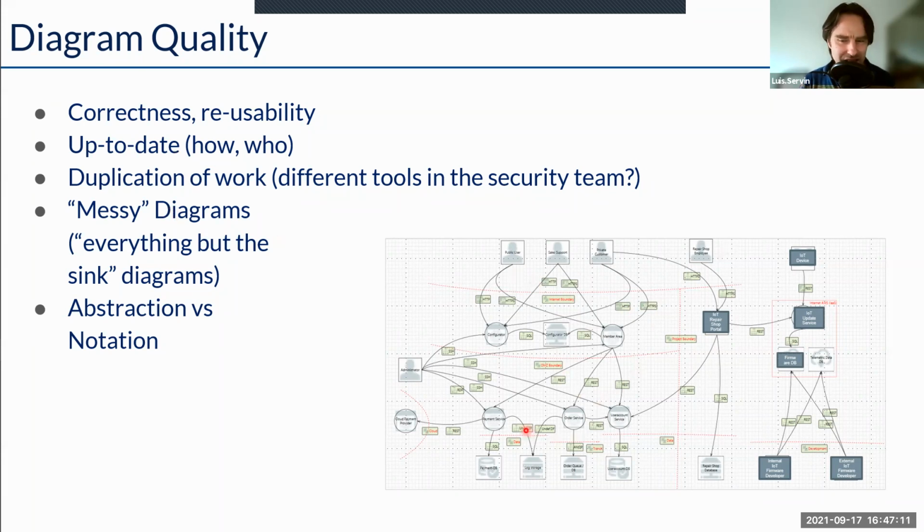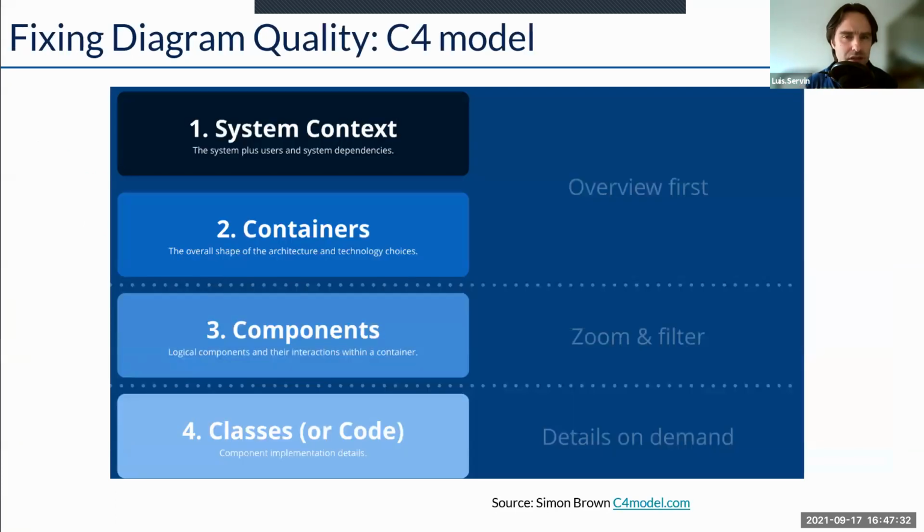And it's very messy. I mean, what is our target of evaluation here? Is it the left? Is it the right? Is it the bottom? Is it the top? Everything? And then we have the difference between abstraction and notation. And we spent a lot of time looking for alternatives to this. And I think the best alternative to this is the C4 model.